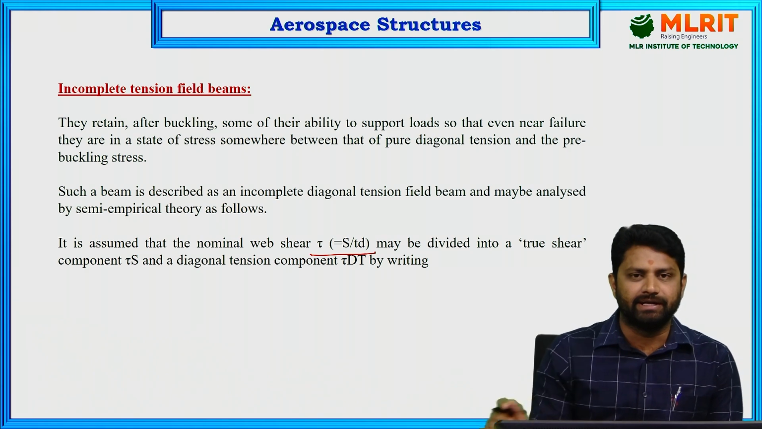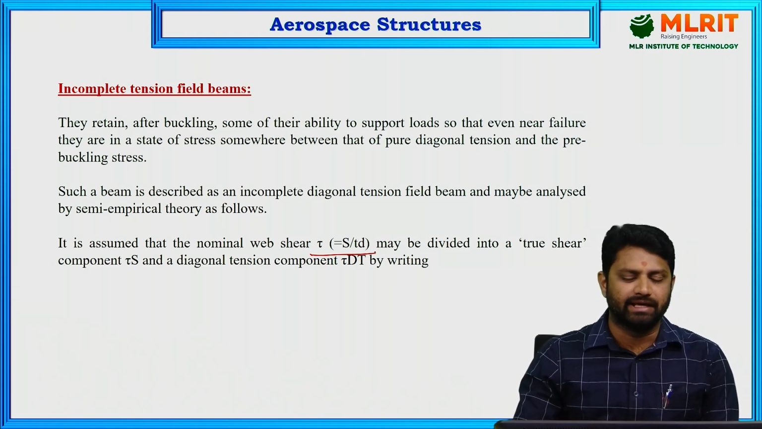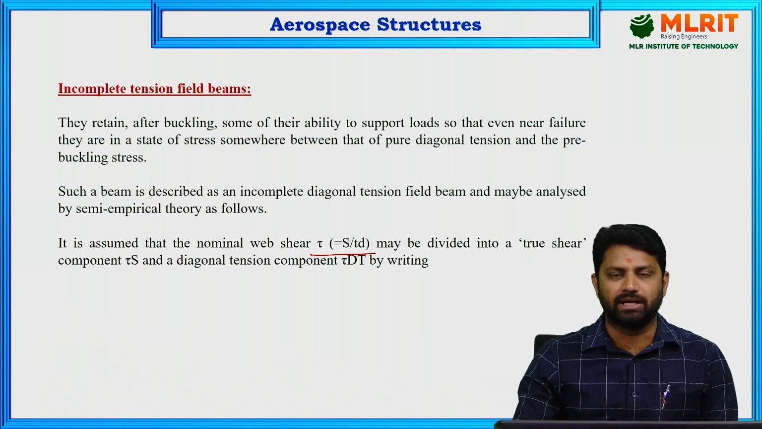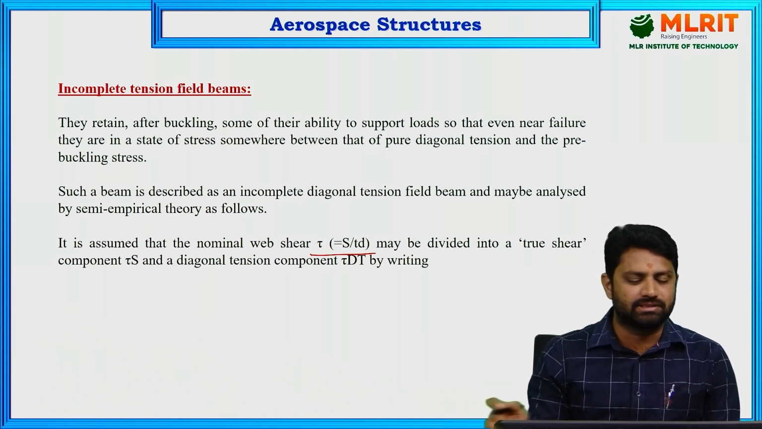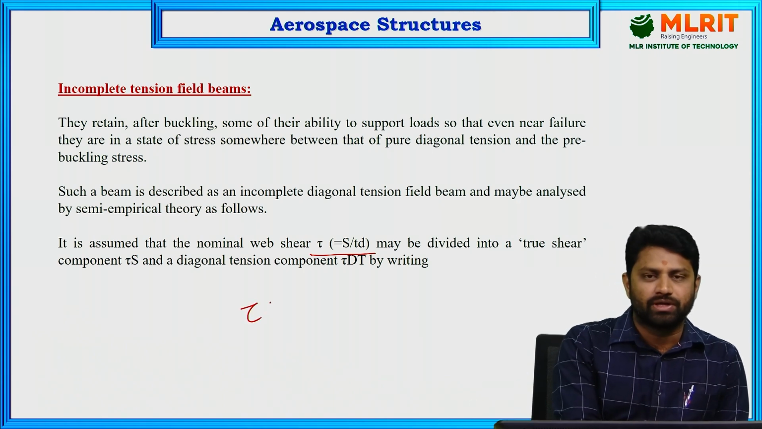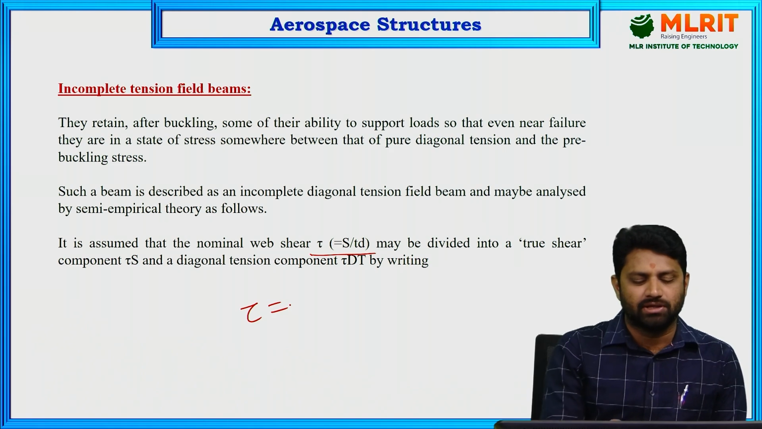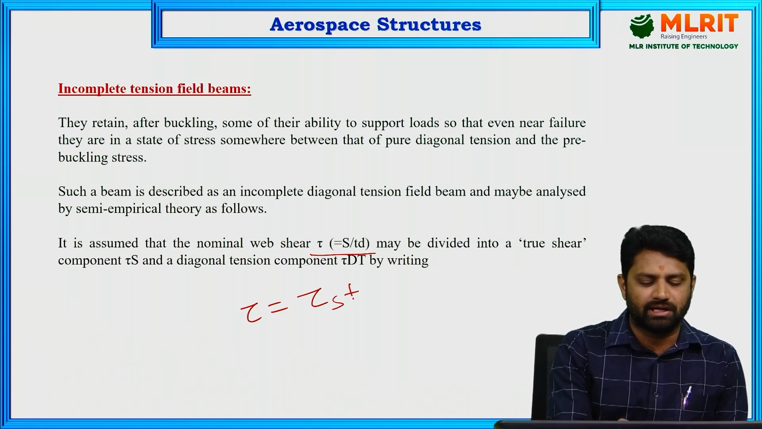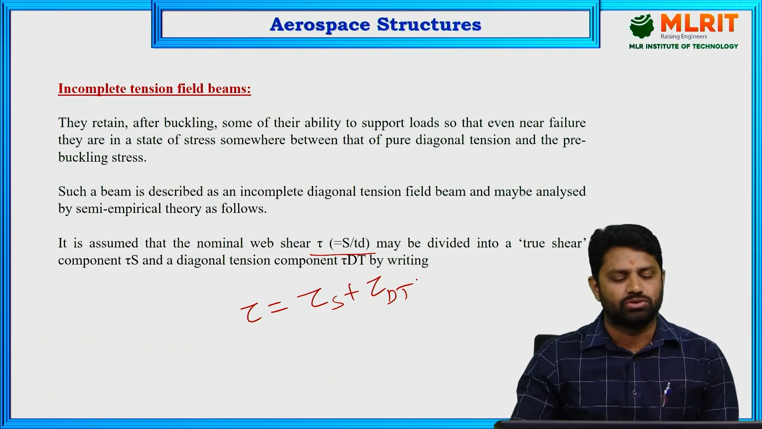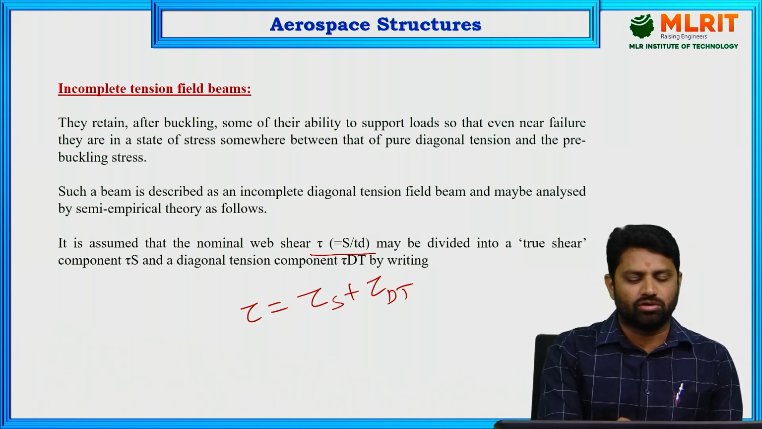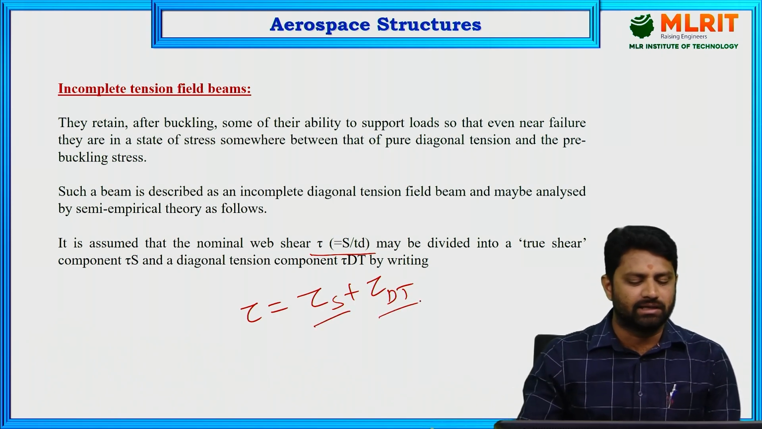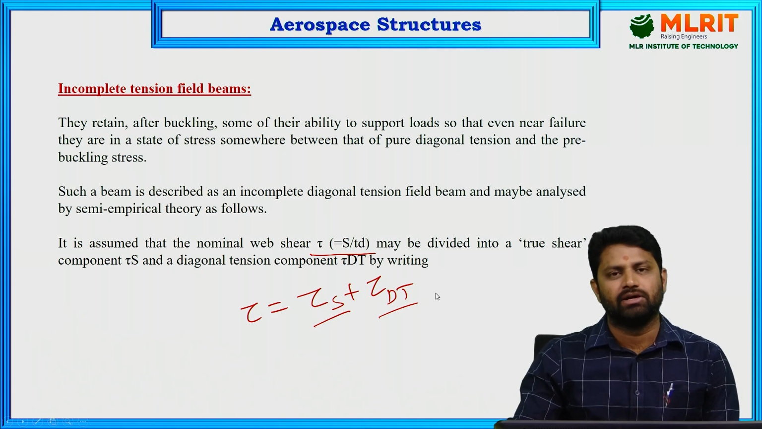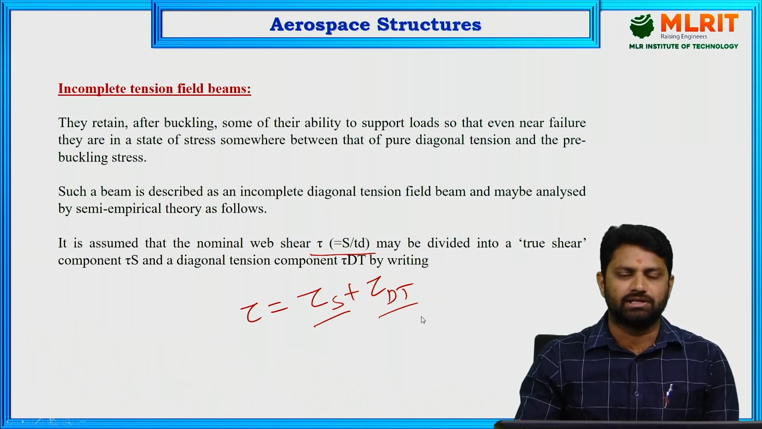S by t d, that is shear force divided by the area, which is the thickness of the web times the depth. Usually this web shear, tau, is divided into two components: one is the true shear component and the other is the diagonal tension component. Then we write what the true shear component is and what the diagonal tension component is.